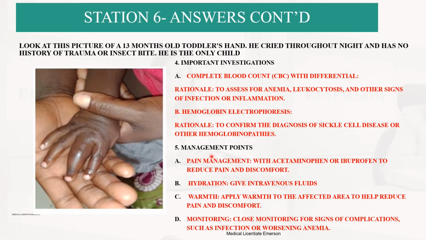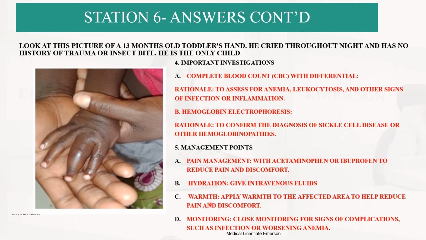Then question 5 is saying, what are the management points? Number one management point is pain management, with of course acetaminophen or ibuprofen to reduce pain and discomfort. Then you have to do hydration. You have to give intravenous fluids. Okay, but of course, after our investigation for complete blood count, if we find that maybe the child has severe anemia, of course then you have to opt for a blood transfusion.